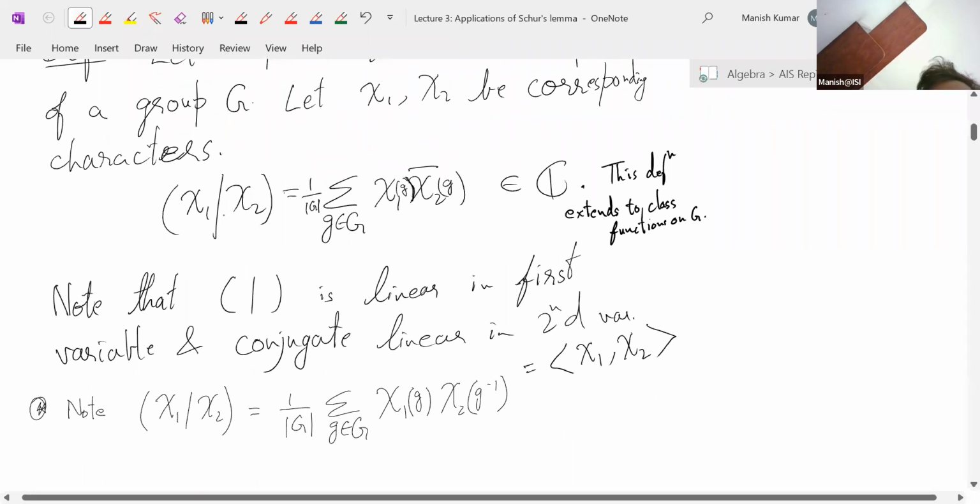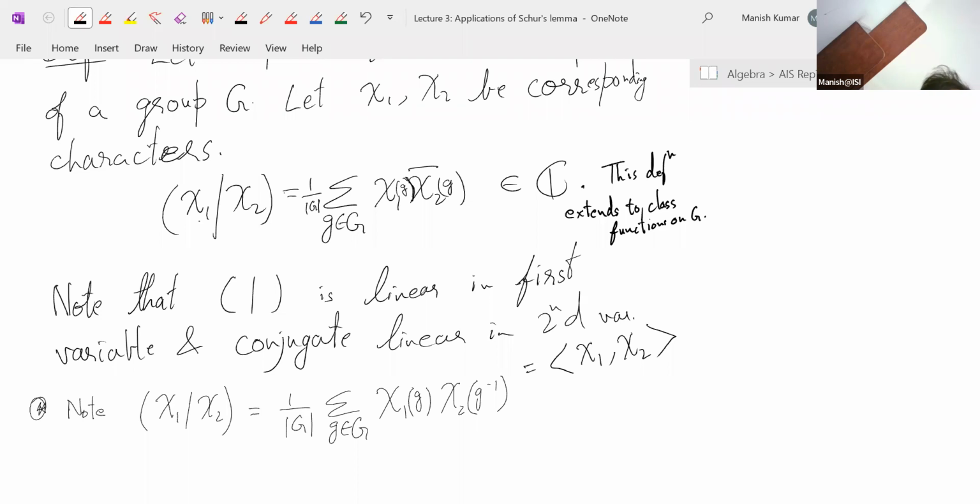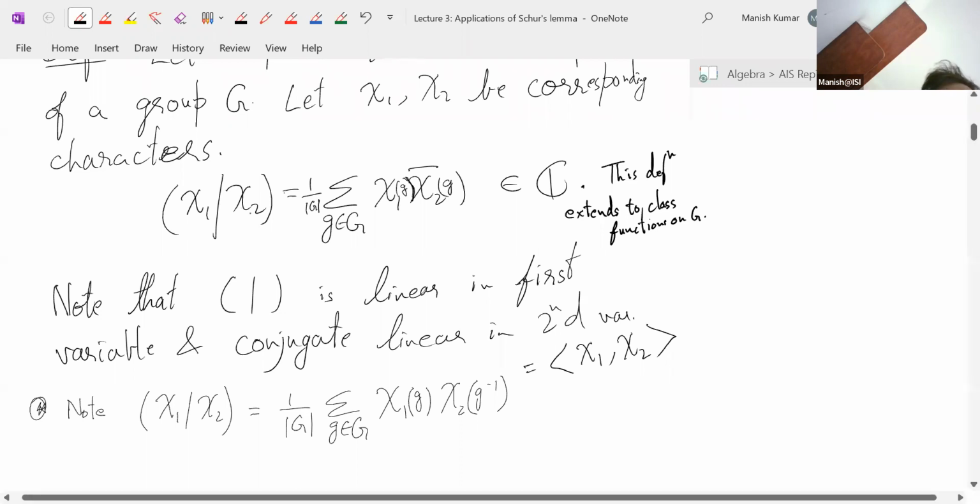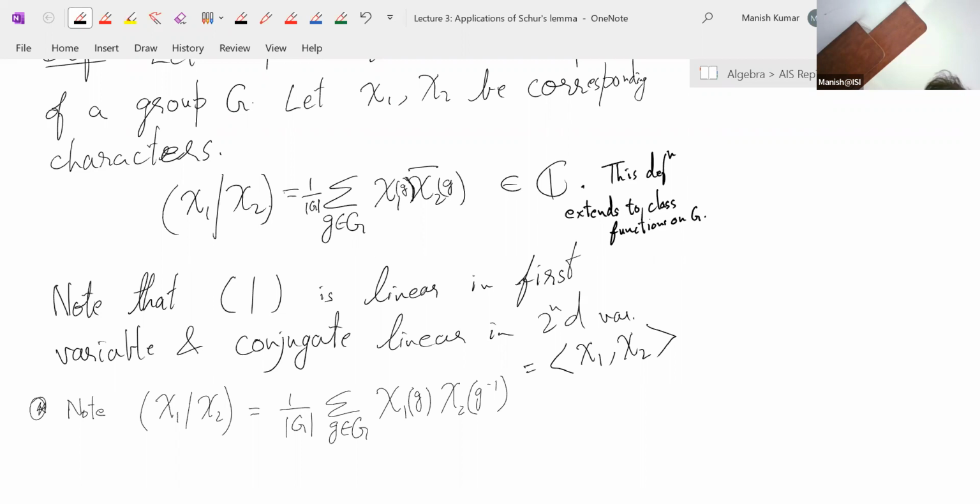So also note that this is linear in the first variable. If you have two class functions f and f prime, it's additive in both variables, whether you put it on the left-hand side or the right-hand side. It works well with scalar multiplication on the left, meaning it's linear. In the second variable it is conjugate linear. If you replace chi2 by some complex number lambda times chi2, then what comes out is lambda bar, not lambda. So it's conjugate linear in the second variable.